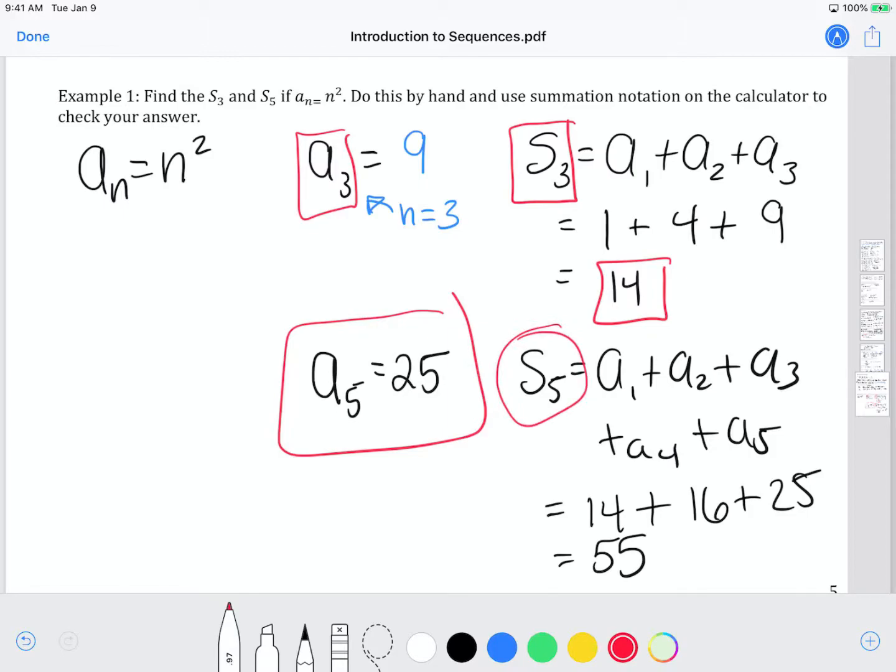So I would have to add all those up and get 55. So S5 is 55, and A5 is 25. So hopefully showing you side by side A3 versus S3, you can see the difference between the two. And when we get later on into the course, we'll go through the applications on how we can use the partial sums.